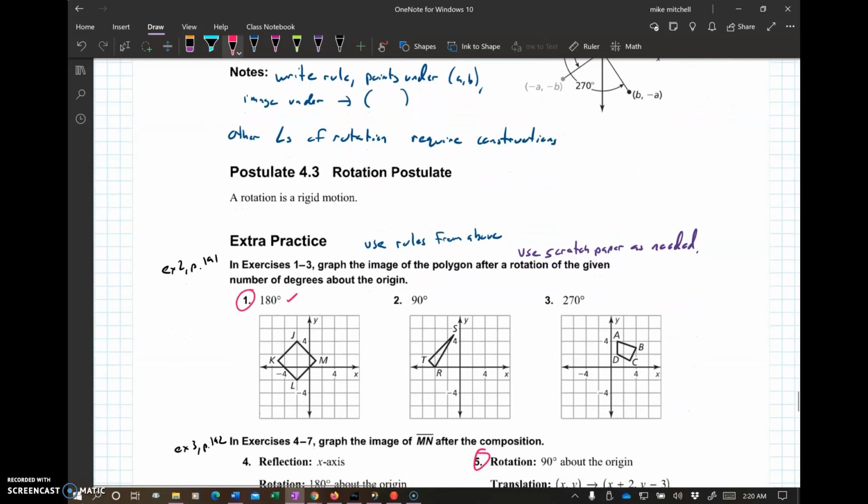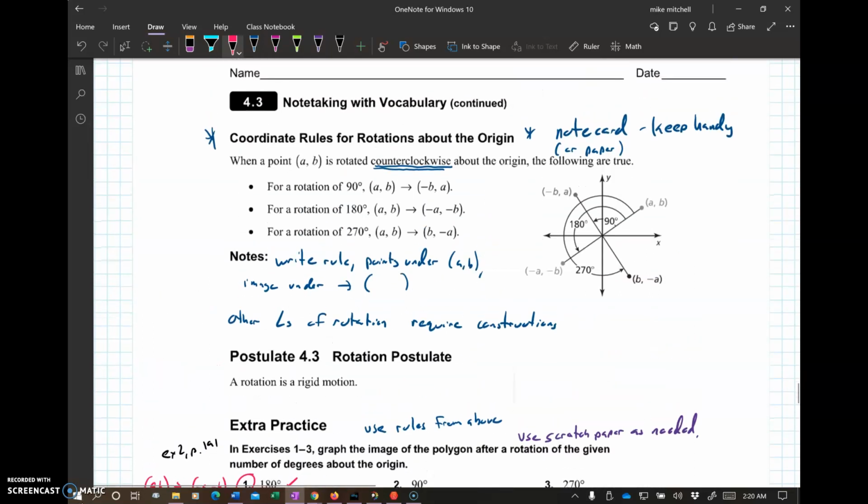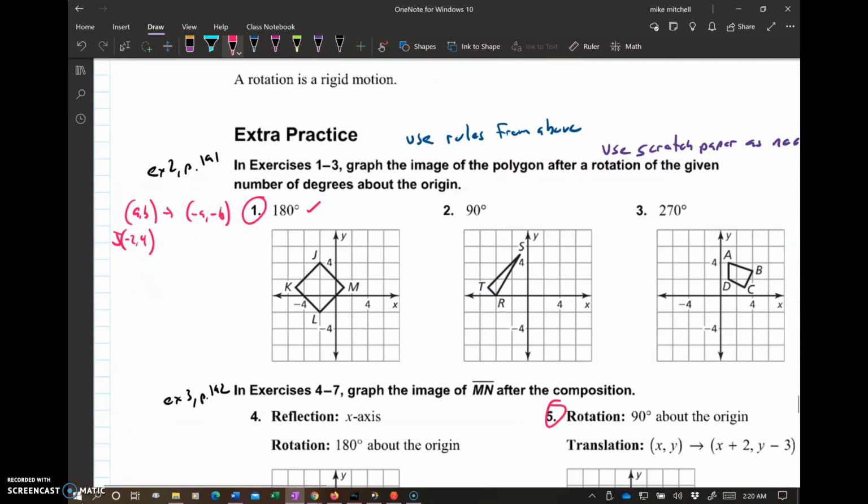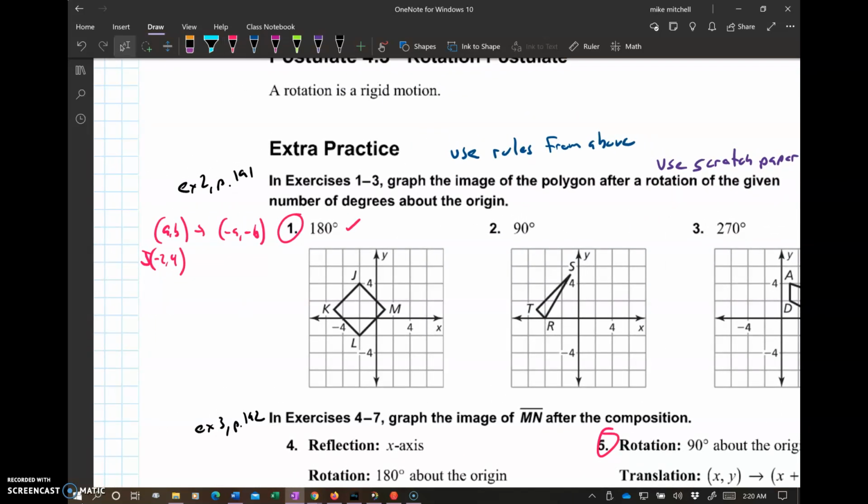AB into the opposite of A, opposite of B. So I'm going to write my rule down. AB into the opposite of A, the opposite of B. Just double checking that. Then I'm going to write my points down here. I've got J. And again, I got to notice that's twos going by twos here. Negative 2, 4. K, negative 5, 1. L is negative 2, negative 2. And where am I here? M. That's going to be 1, 1.